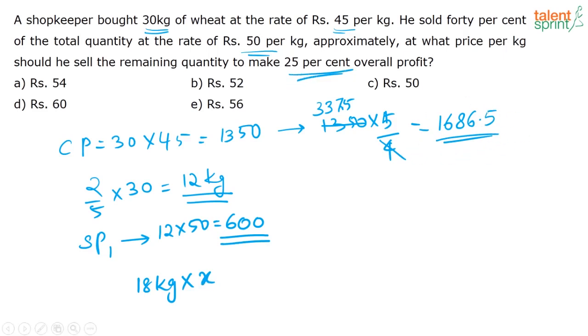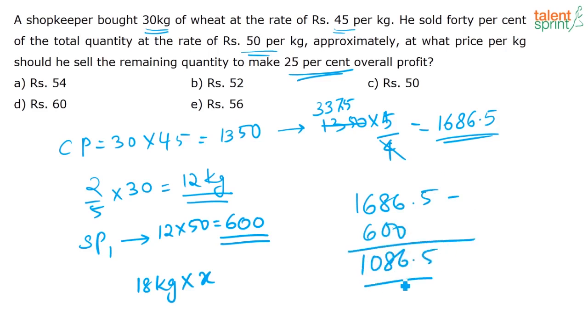Now the total selling price, so this should be his total selling price to get an overall profit of 25%. Now the first 40% he has sold it for 600 rupees. So what should be the selling price of the remaining 60%? It should be 1686.5 minus 600, or that is 1086.5. So the selling price of this total should be 1086. We are approximating it and taking.